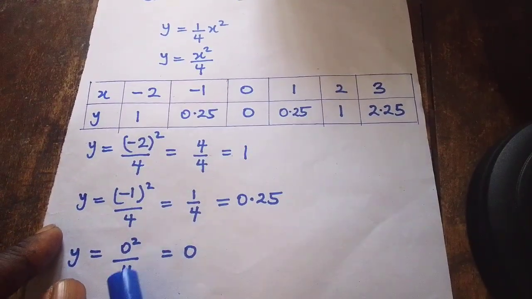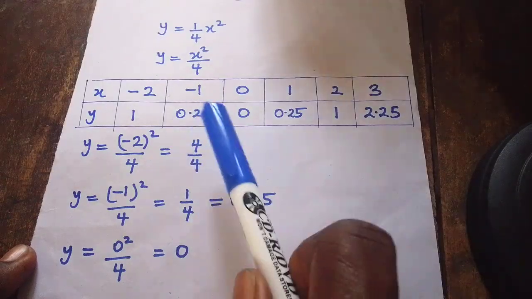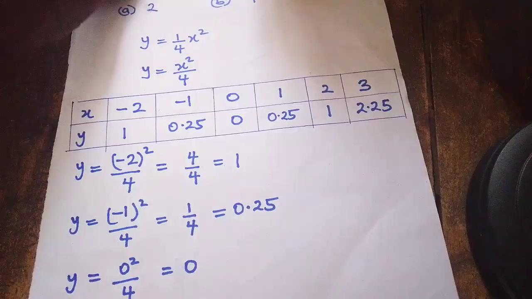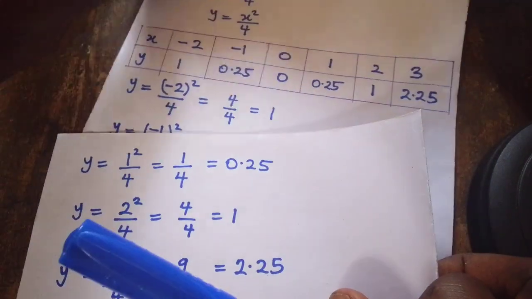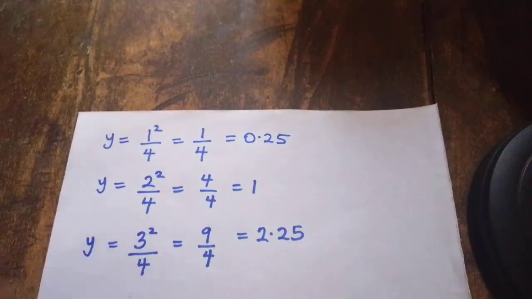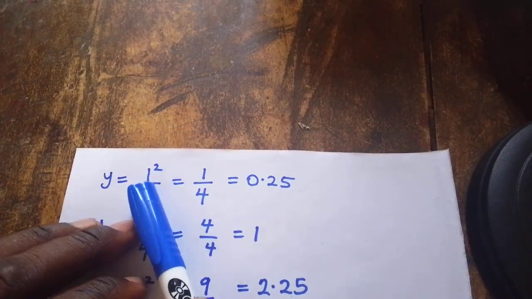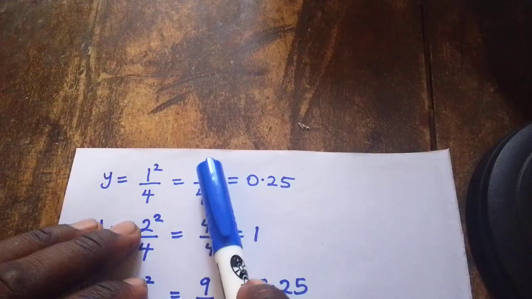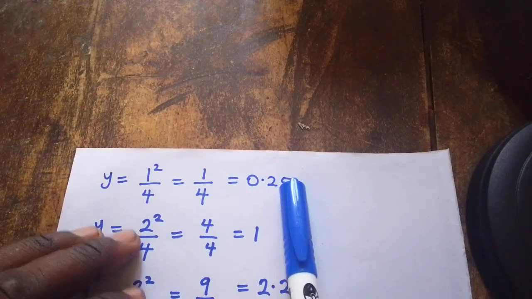When x is 0, what will be the value for y? So 0 squared over 4. 0 squared is 0. 0 divided by 4 will give us 0. So that means 0. Then when x is 1, what will be the value for y? So substitute 1 for x. 1 squared over 4. 1 squared is 1, over 4. So that means 1 over 4 is 0.25.